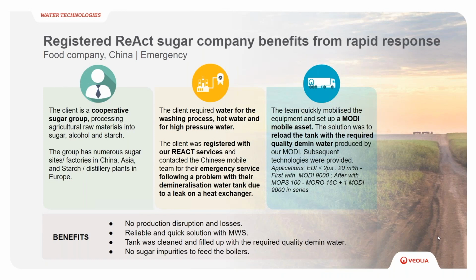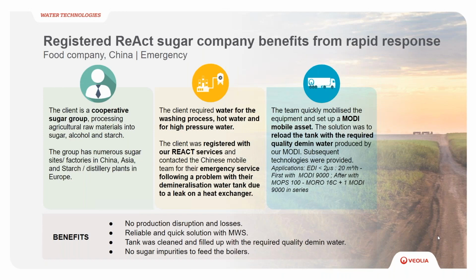Then we had a MODI 9000 mobile deionization for 80 cubic meter per hour, and also a MORO 16, so MORO is mobile reverse osmosis. And we also have some mobile pumps. Actually, just last week, a company here in Malaysia, due to heavy rains, asked us to come on site and provide mobile pumps to take the water out of the site. So we can also provide mobile pumps to your site.